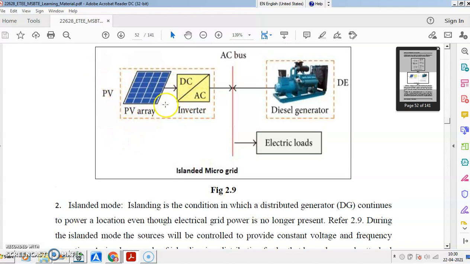Micro generation with PV. You are having an available AC bus. This is the point of coupling. This is another micro generation, a diesel generator, and this is the electrical load. So you can have the generation over here, you can have the generation over here, you can have the generation fed from the grid itself. If there is a failure in the grid, this is the point of coupling, the grid is isolated and the load is fed with the help of the PV array.